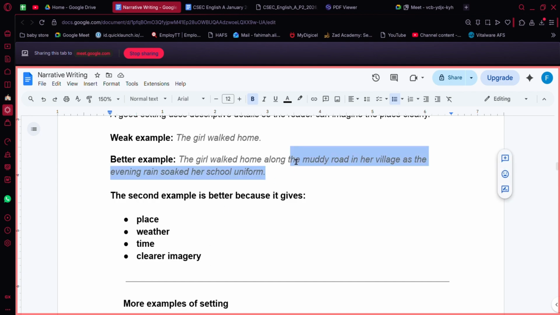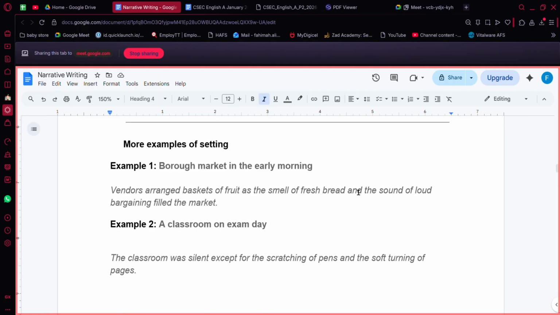So we have some more examples of setting. We have a lot of examples so that when you go to write your story, you're not stumbling to come up with anything. If you talk about the market in the early morning, you could say vendors arrange baskets of fruit as the smell of fresh bread and the sound of loud bargaining fill the market. When you go to the market, think about what you hear and what you see.